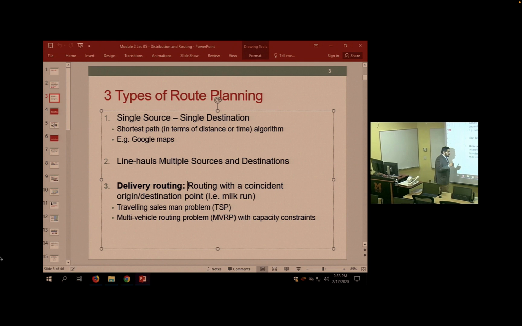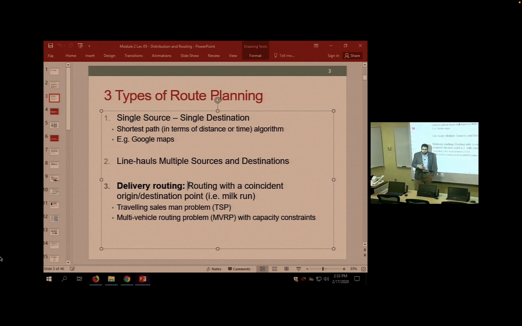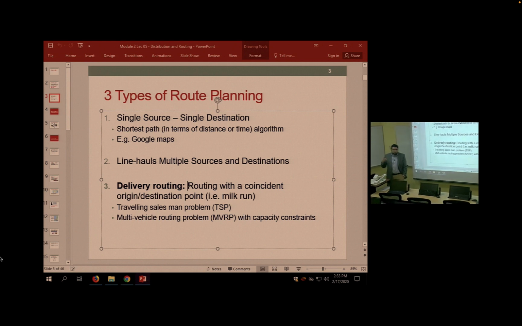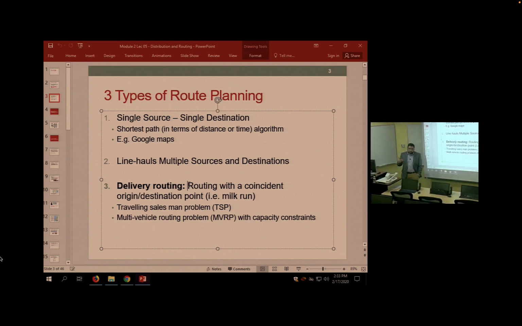The third type of problem we have is where you have a delivery route or a collection route that is going to have the same starting and ending point. So think about a distribution center. Your truck or delivery vehicle will leave the distribution center, connect with multiple customers, dropping off goods or picking up goods, and then come back to the distribution center. So this is like a milk run where your starting and ending points are the same.